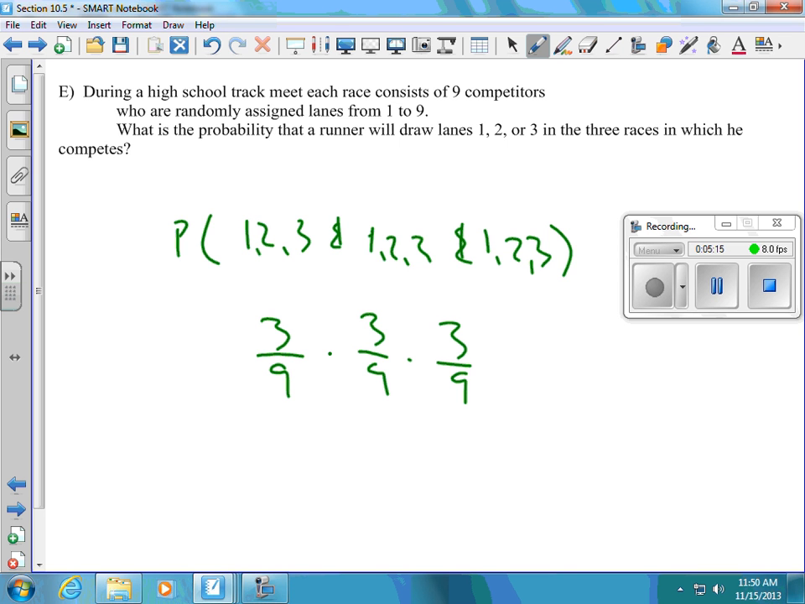We can multiply that in our calculator and then reduce it. If you reduce them each before you multiply, then you don't have to worry about it when you're done. That's 1 out of 27.